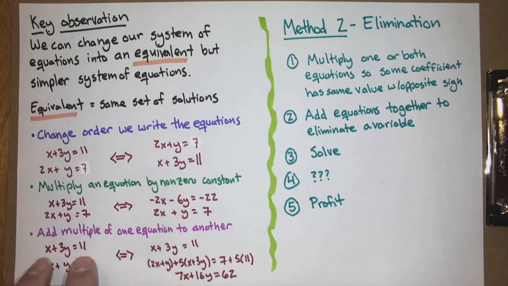But what I'm going to do is add a multiple of 5 to the first equation. So I'm going to add 5 times the left-hand side to the left-hand side, and 5 times the right-hand side to the right-hand side. So that's what I mean by add a multiple of one equation to the other. And then if you expand it, lo and behold, you get 7x plus 16y equals 62. And so the moral here is if I have a solution to x plus 3y equals 11, 2x plus y equals 7, that must also be a solution to x plus 3y equals 11 and 7x plus 16y equals 62.